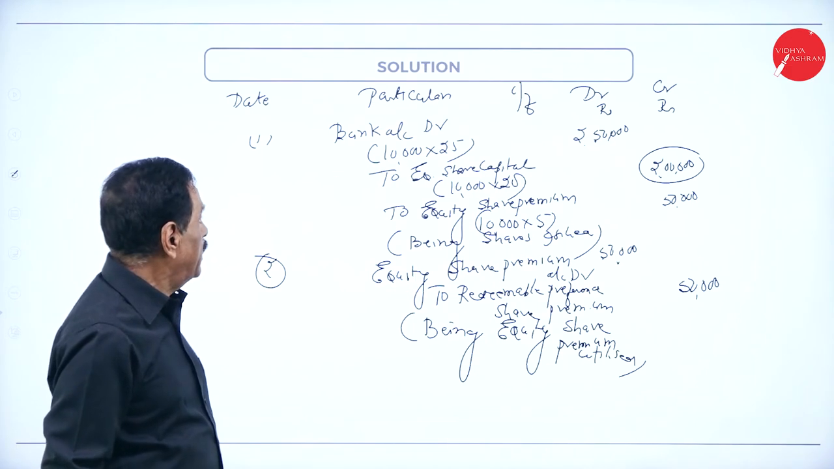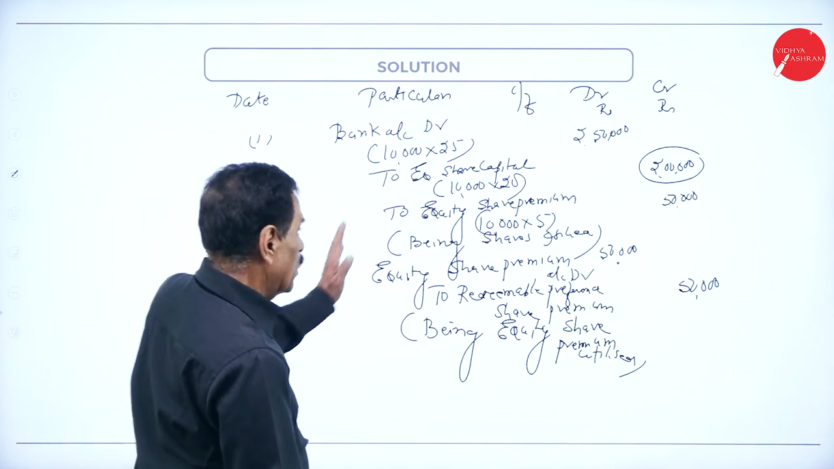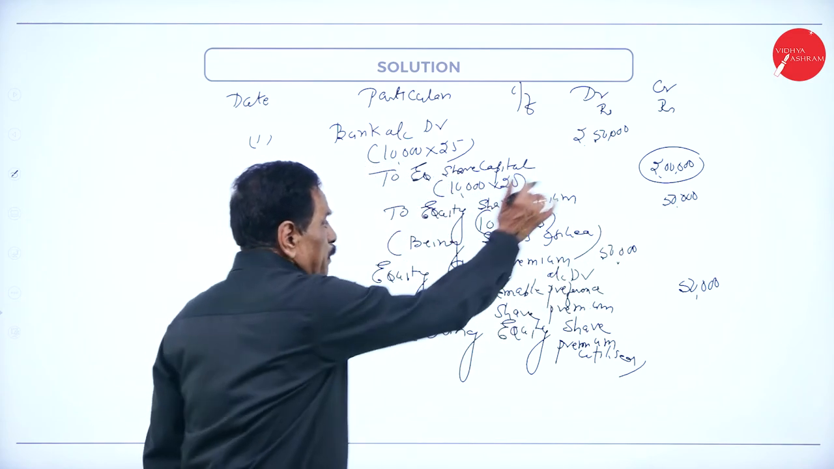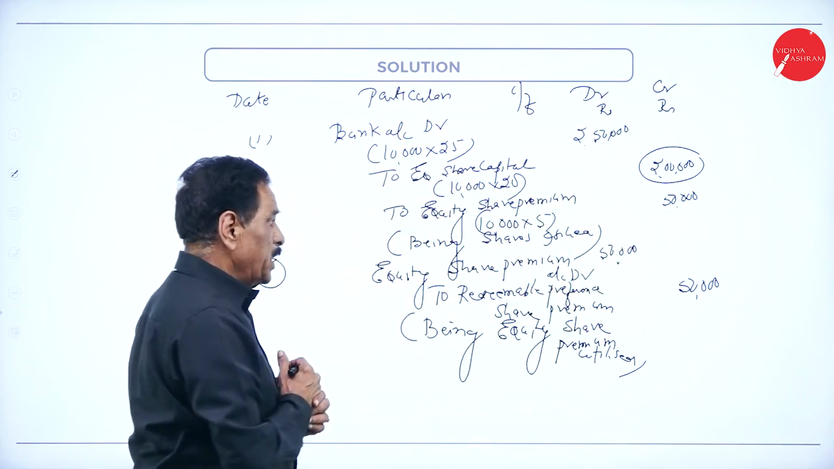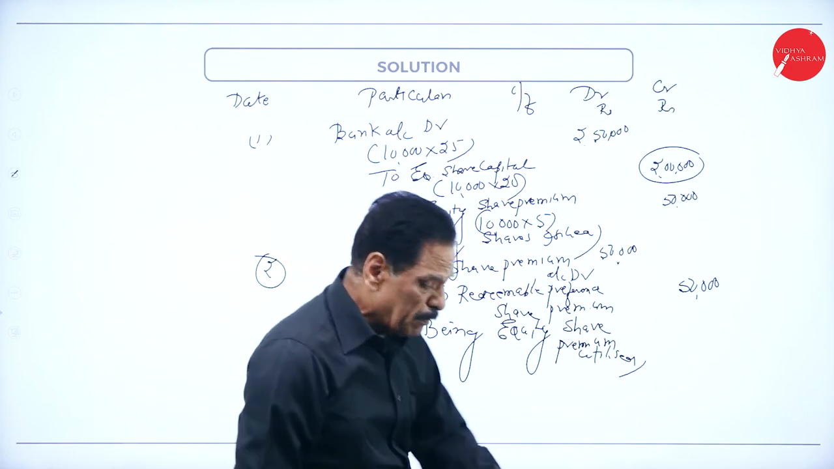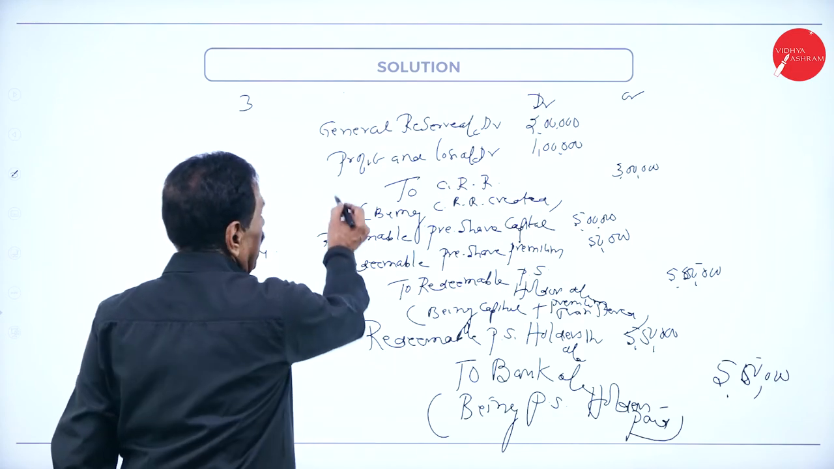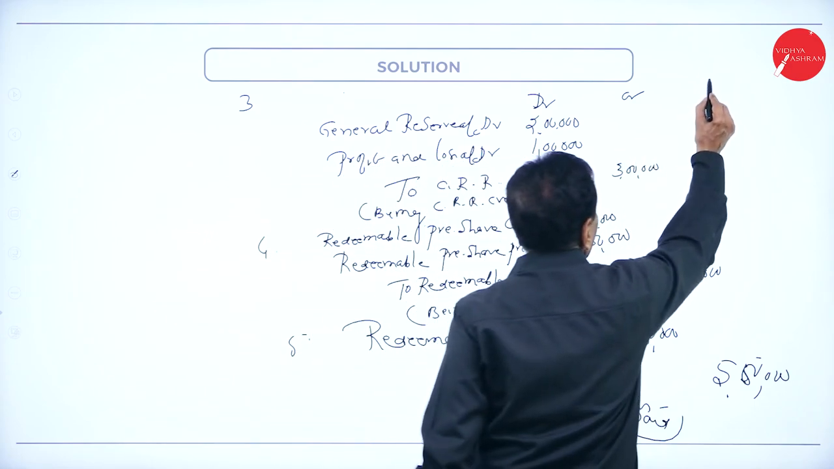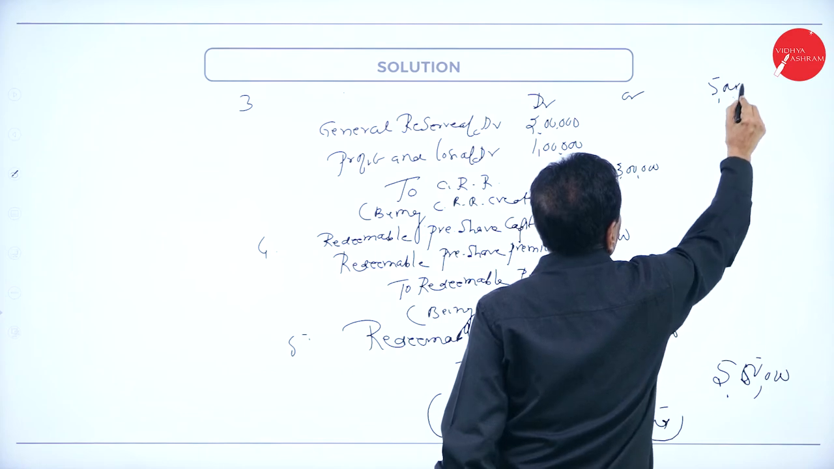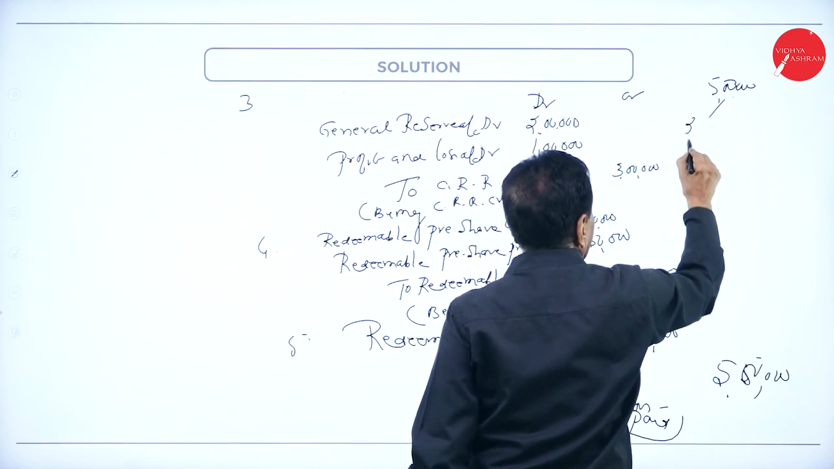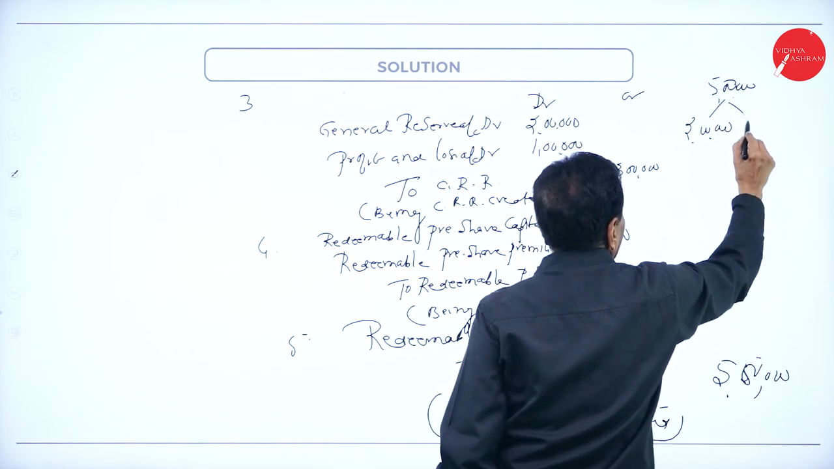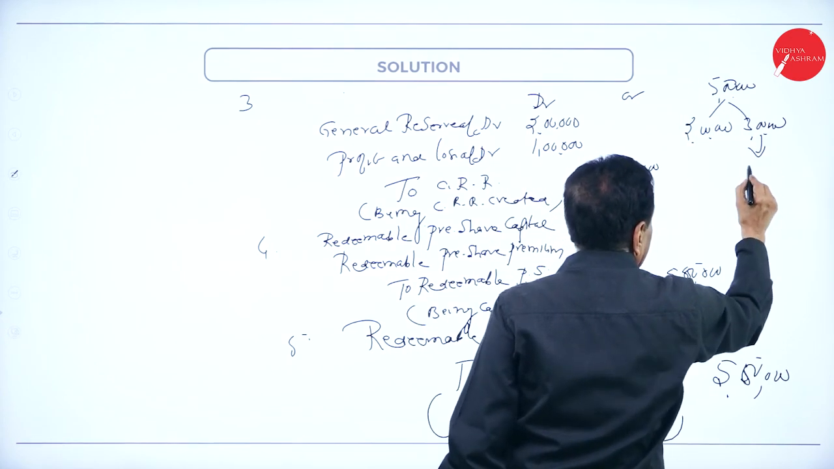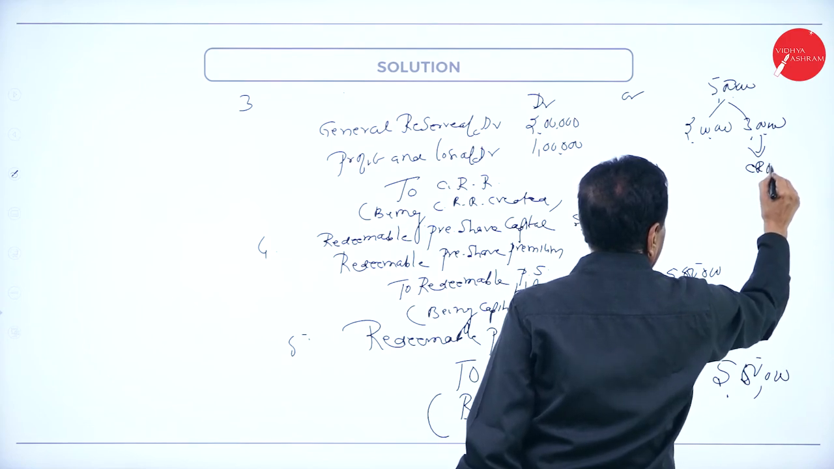So I'll repeat the entry. Bank account debtor to equity share capital, to equity share premium, face value, premium to premium. Equity share premium account debtor to redeemable preference share premium. Then you got 2 lakh, how much you have to pay back? 5 lakh. You want 5 lakh. Out of that, you already got 2 lakh in the equity share. What's the balance? 3 lakh. Create CRR. CRR created.